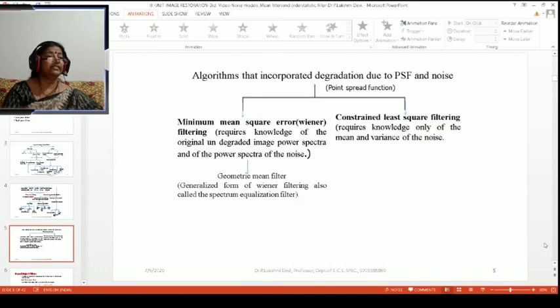After completion of this particular hierarchy, suppose the image is degraded due to the point spread function of the camera as well as noise. If both affect and degrade the image, then what are the different methods we have for retrieving the image from these degradations? That is the minimum mean square error filter as well as constrained least square filtering, and the geometric mean filter. The minimum mean square error filter is also named Wiener filtering. These two we will also see in the consequent videos.